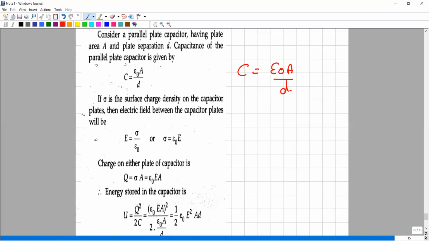Very simple. We also know at the same time that the electric field that exists between the positive and negative plate of the capacitor happens to be sigma over epsilon naught, that we already know. If you don't know this, please go back and see the previous videos. Now, from this expression, we can find that sigma, that is the charge density, can be written as epsilon naught E.